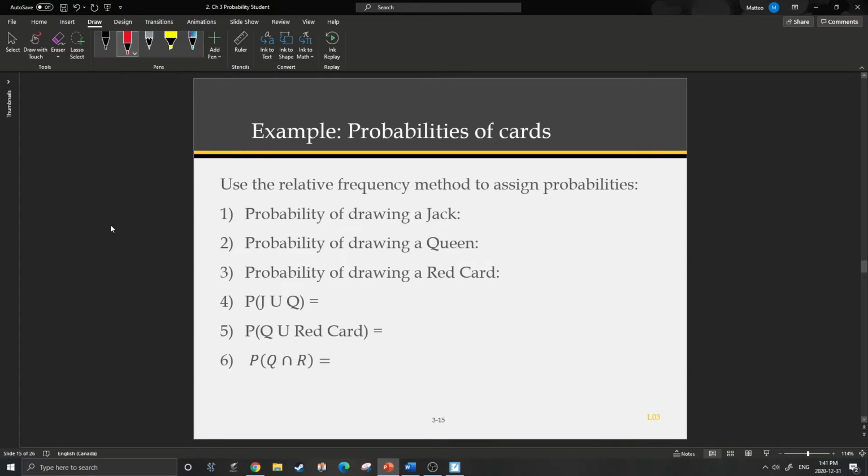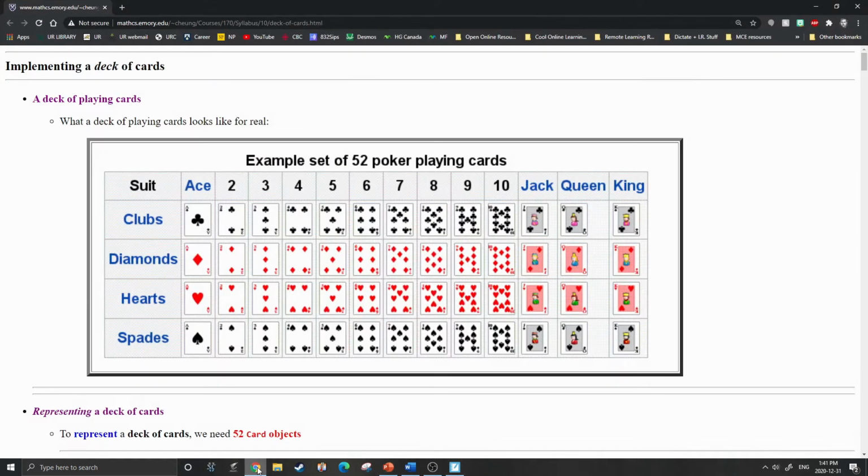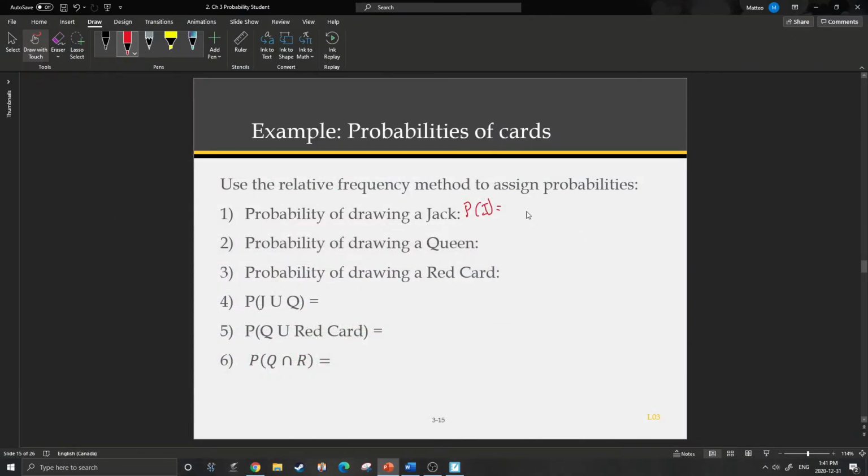Probabilities of cards. Use a relative frequency method to assign some probabilities. So, what is the probability of drawing a jack? Okay, so you've got 52 cards, and you're drawing a jack, so probability of jack. Well, remember, each suit has a jack. So every suit has a jack. So there's 1, 2, 3, 4 jacks in a standard 52 pack of cards. So there's a 4 out of 52 chance.